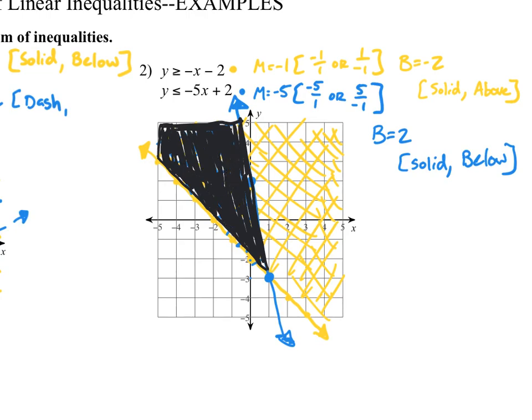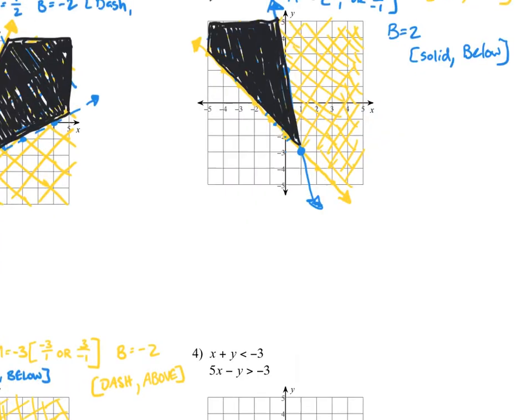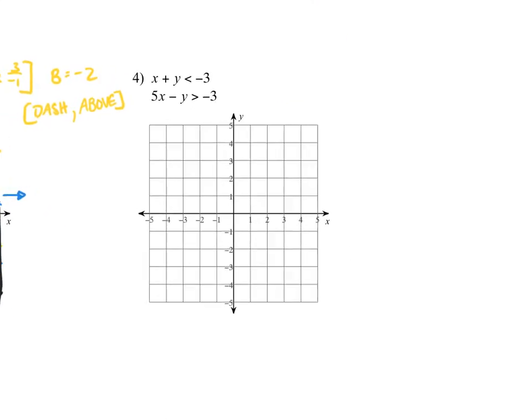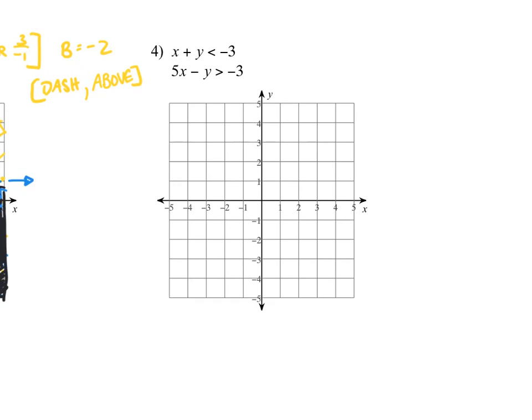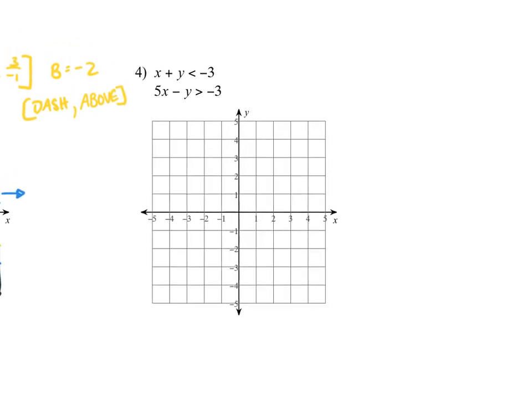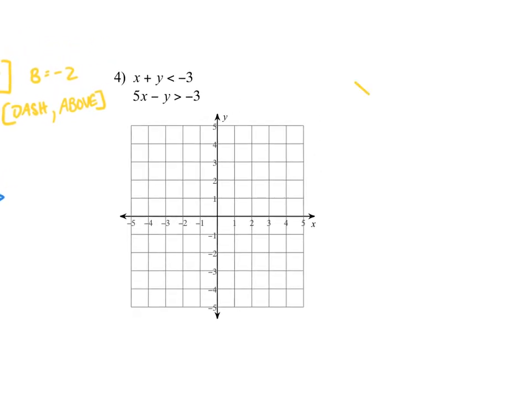No? Good? All right. Let's look down here then at number 4. Now, number 4 is a really cool example because it's not in slope form. So I'm just going to rewrite them and work it out. That's the easiest way to do this. So for the first line, you subtract x from both sides, and you're left with y is less than negative x minus 3. Now it's there.